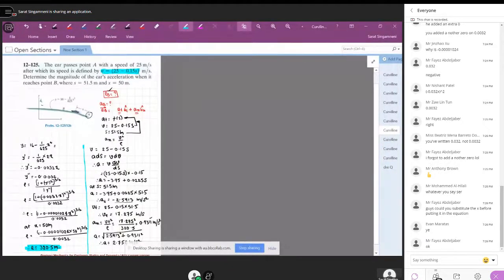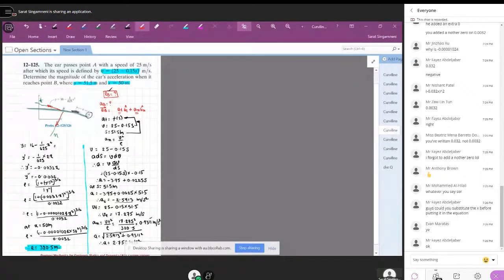So the tangential velocity is varying as a function of displacement in this problem. So determine the magnitude of the car's acceleration when it reaches point B, where s is equal to 51.5 meters. That means at point B, the distance traveled is 51.5 meters, and the point B corresponds to x equal to 50 meters. At point B, you have a normal component of acceleration, and a tangential component of acceleration together with the tangential velocity. So we call that axis T and that axis normal, and your tangential velocity and acceleration will be in that direction. The normal component of acceleration will be in this direction.